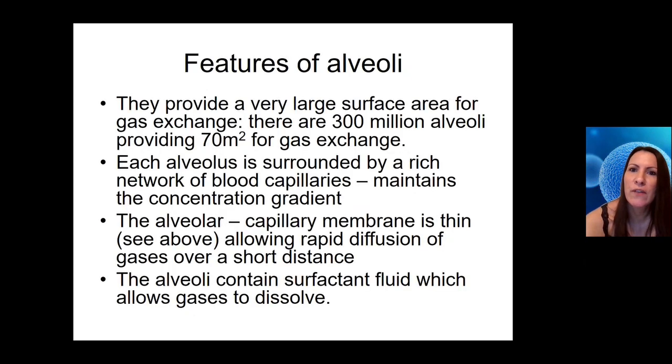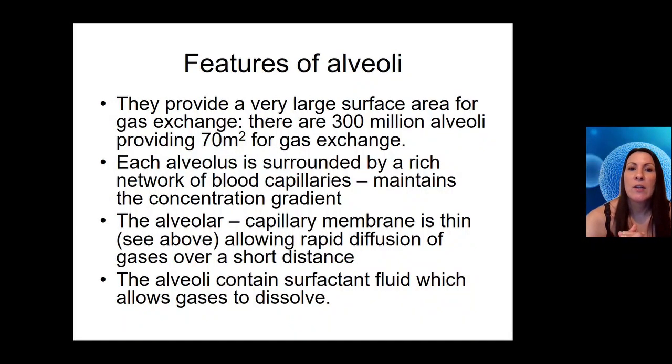So there's some features of alveoli that make them really, really efficient for their job. So we have millions of alveoli in each of our lungs. It's about 300 million alveoli in each lung. Some textbooks will say 600 to even up to 700 million in both our lungs. So they provide a large surface area for that gas exchange to occur.